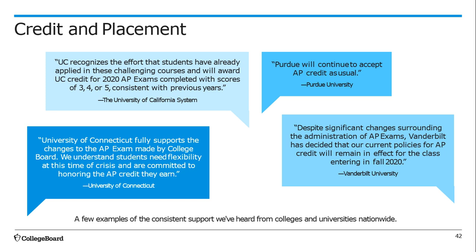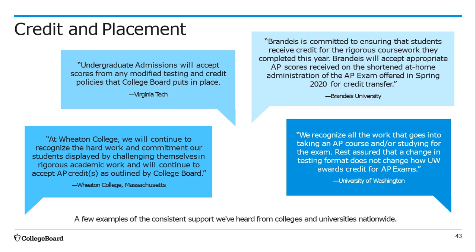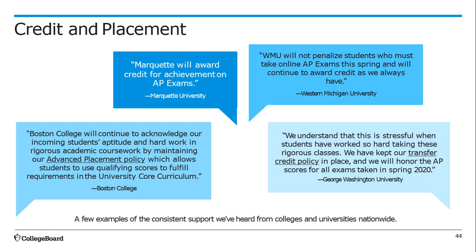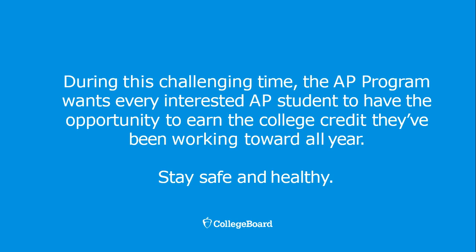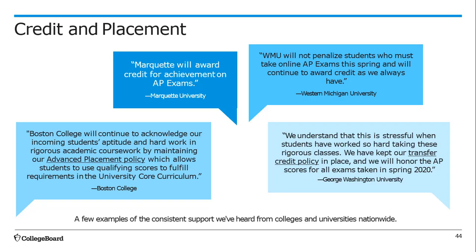These are different colleges and universities. You got Vanderbilt. You got Purdue. My sister went to Purdue. You got University of California system. That's like Berkeley, all of them. University of Connecticut, Virginia Tech, Brandeis University, University of Washington, Wheaton College, Boston, I've not heard of that one. Western Michigan, George Washington. This, by the way, it's the George Washington Bullets, I believe. It's kind of a cool thing. There are a bunch of others. Those are just the ones that got up there. You can take a look.